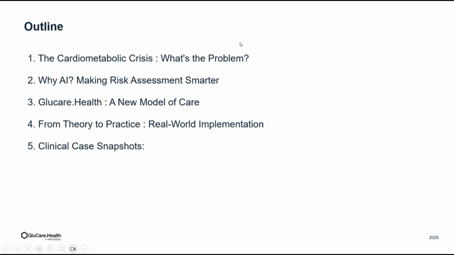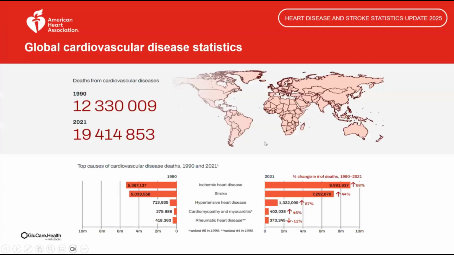This is the outline for today's talk. We will talk about the cardiometabolic crisis, what's the problem, why we need AI, why we need to manage and make a risk assessment smarter. What is GluCare.Health? What is the new model of care that we are just doing here in UAE? We will give some examples of our real-life implementation of the Retina CVD tool, and we will just finalize with some clinical case snapshots.